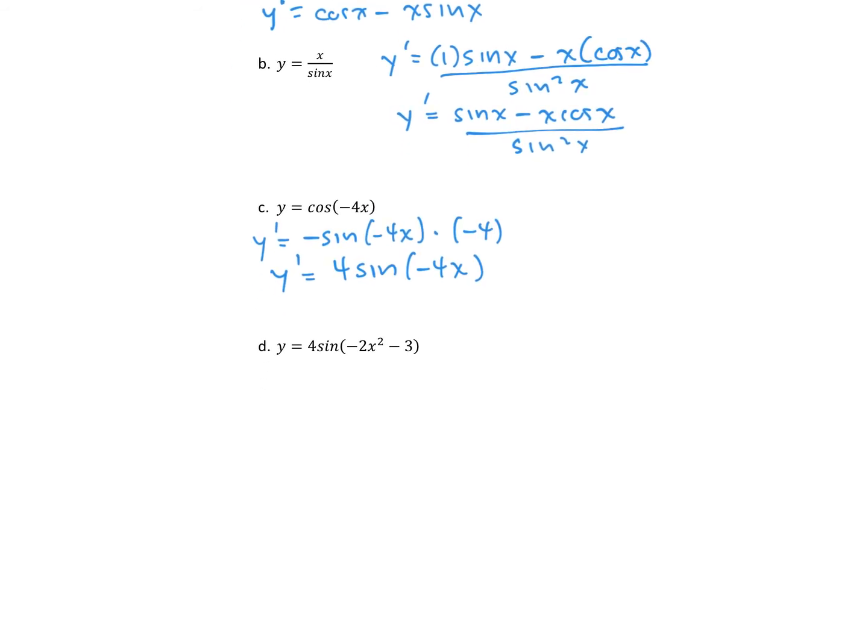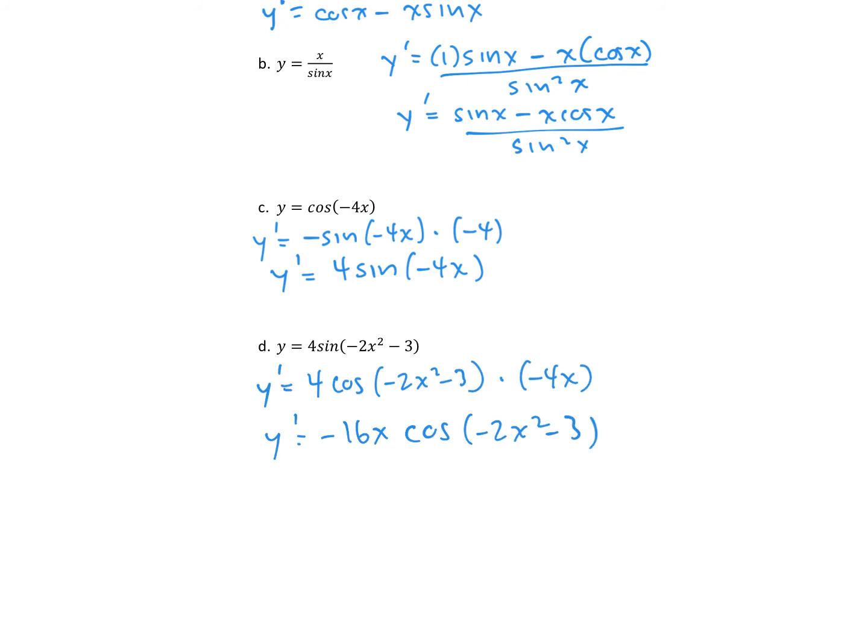In D, we also have a composite function here. So y prime, the derivative, so the 4 stays the same. The derivative of sine is cosine, and then the inside will stay the same. And then we're going to take the derivative of the inside, which will be minus 4x. So if we tidy that up a little bit, we've got 4 times negative 4x is negative 16x, cosine of negative 2x squared minus 3.